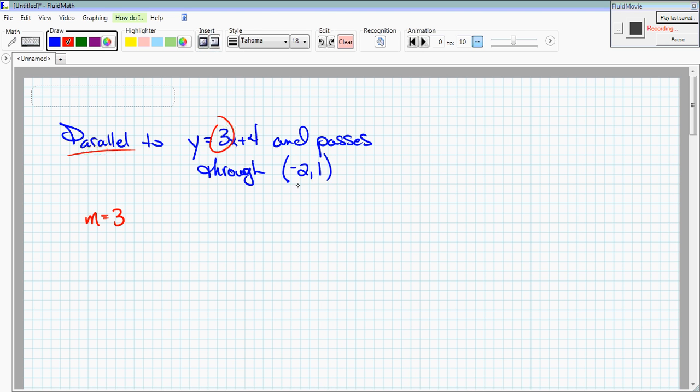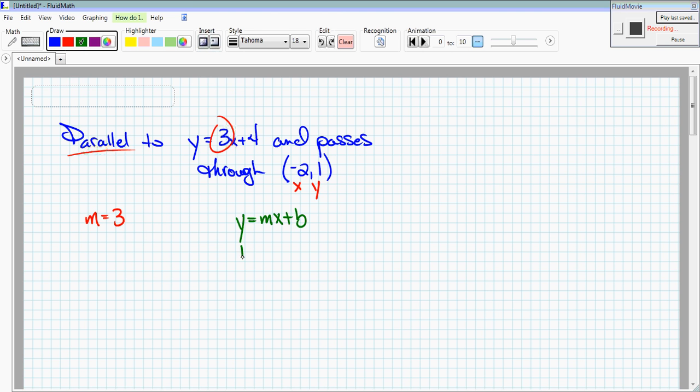We have m, and we have a point on the line. Again, we're going to check this, and I'll show you how this works and make sure you've done it correctly. But the first thing we need to do before that is find the y-intercept so we can write this equation in slope-intercept form. Again, in order to do that, we're going to use y equals mx plus b.